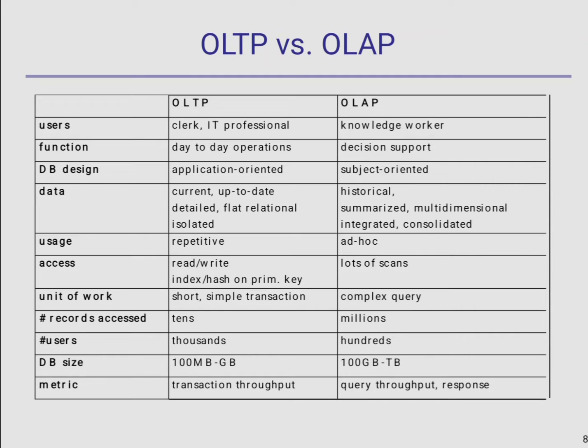Number of users: more than 1,000 users for OLTP, whereas OLAP is used by knowledge workers, so hundreds of users. Database size: 100 MB to GB, whereas 100 GB to terabytes, as OLAP records historical data. Metric: transaction throughput in OLTP, query throughput and response in OLAP. So these are the important differences. You can write in your own words, using your common sense; you can easily differentiate between transaction processing and analysis processing.